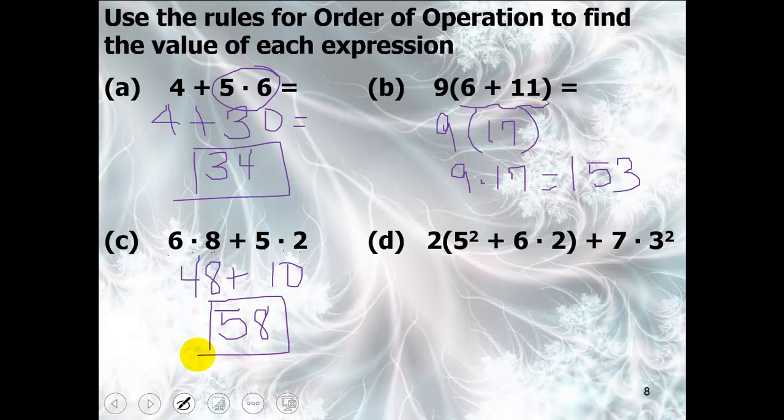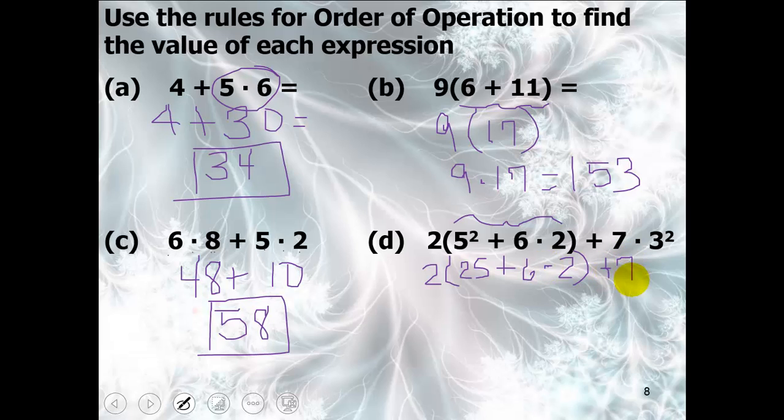All right? Now, example D is much more complicated. I have grouping symbols, I have exponents, so let's just start at the top. Do I have a grouping symbol? Yes. So now I'm going to clear up everything inside this grouping symbol first. And I do that by looking for exponents. Do I have an exponent? Yes. I have 5 squared. What is 5 squared? 25. Plus 6 times 2.